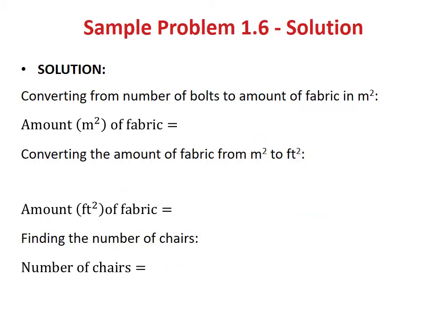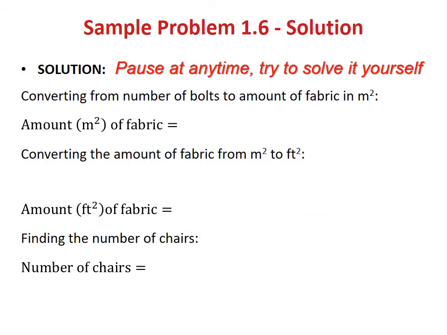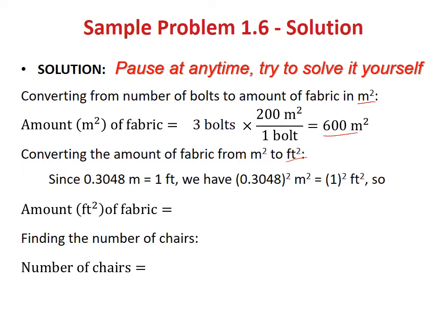Here is the solution. First, we calculate the total area in meter squared. To do that, we use 3 bolts times 200 meter squared per bolt. That gives you 600 meter squared. That's the total area. And then change it to feet squared, as we showed in the last slide. 1 foot is 0.3048 meter, so 1 foot squared should be 0.3048 squared meter squared.